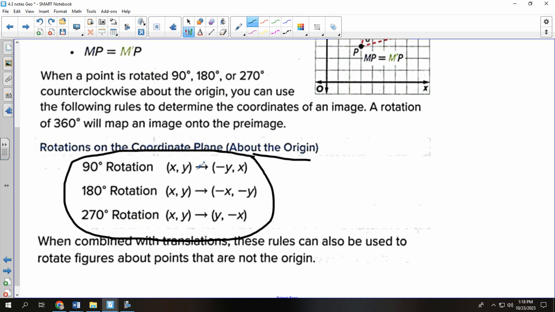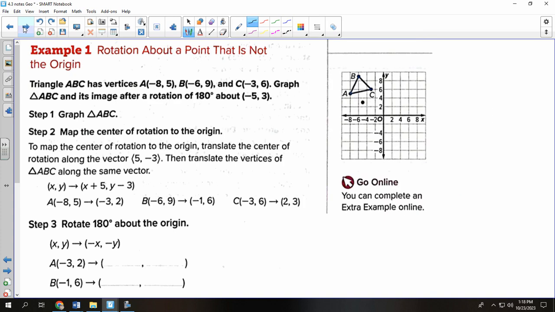And then when we don't have origin rotation, we translate the problem, rotate it, and then translate back. So let's do that problem together here. In this scenario, we were rotating about -3, 5, so that's right here. Triangle ABC has the following vertices, and we are going to rotate it 180 degrees about -5, -3.